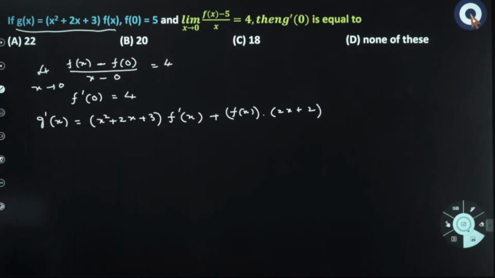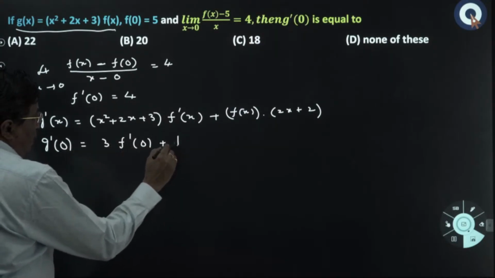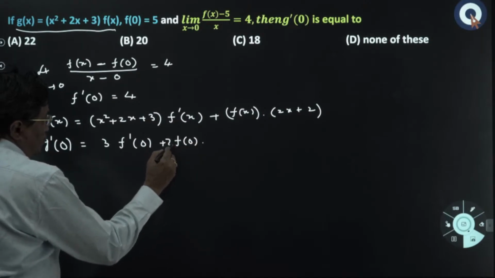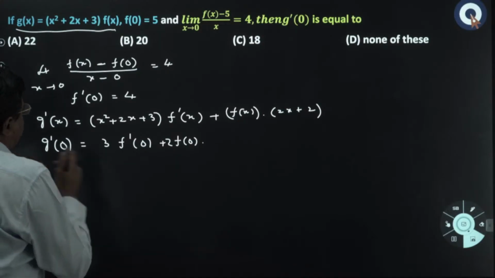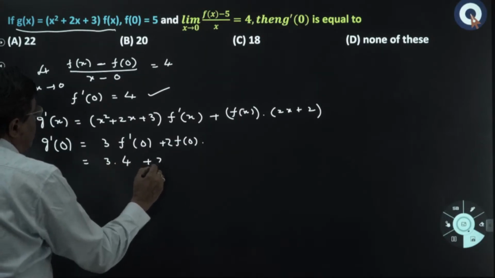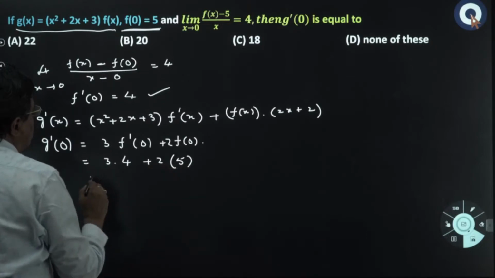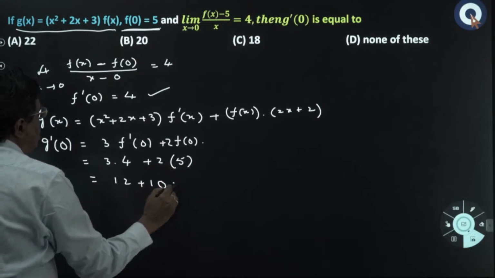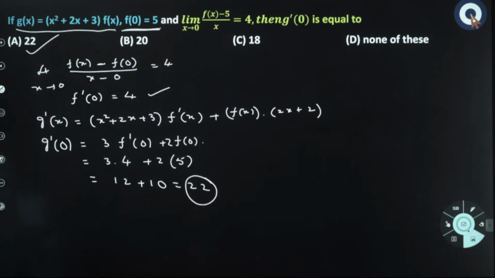Now if I put x equal to 0, I get g dash 0 is equal to 3 into f dash 0 plus f of 0 into 2. Sorry. So this is 3 into f dash 0, I got it as 4, plus 2 into f of 0 is given as 5. So we get 12 plus 10, which becomes 22. So the answer is 22. Option A is correct. Hope it is understood.